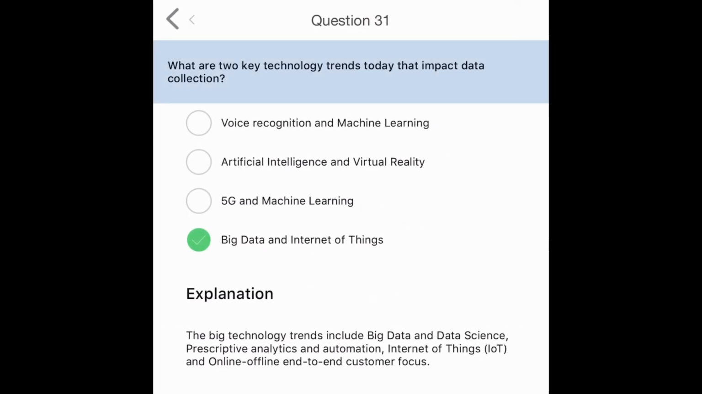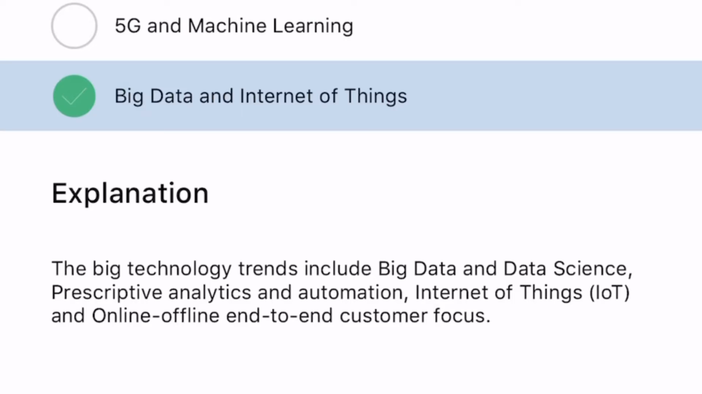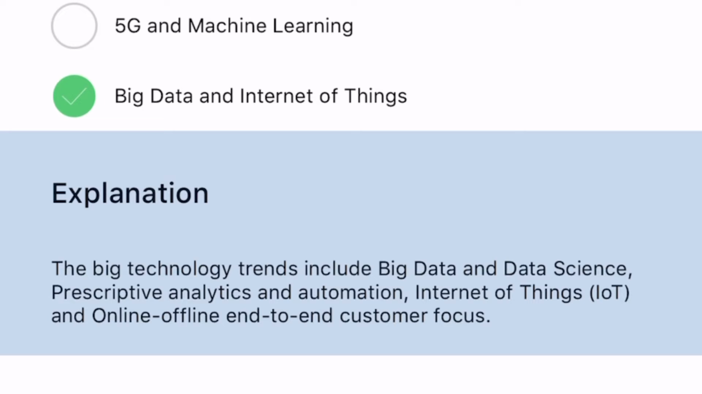What are 2 key technology trends today that impact data collection? Big data and Internet of Things. Explanation. The big technology trends include big data and data science, prescriptive analytics and automation, Internet of Things, IoT, and online offline end-to-end customer focus.